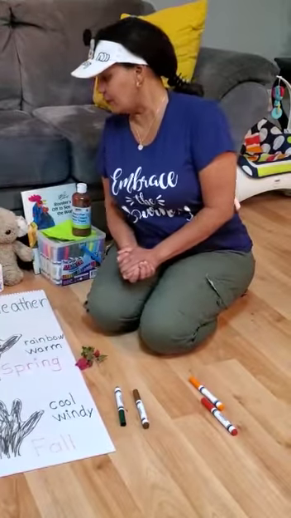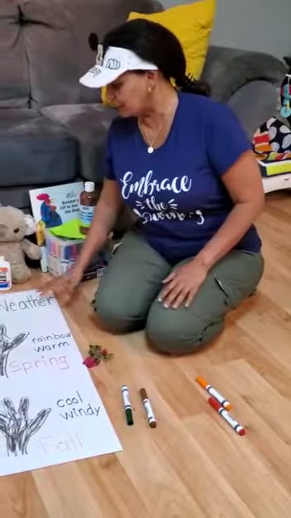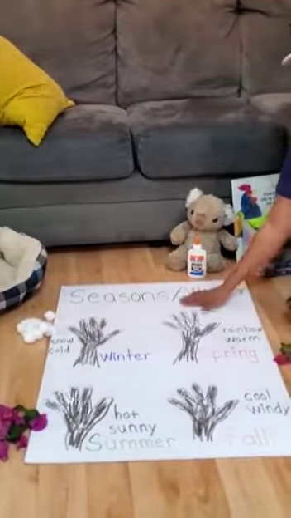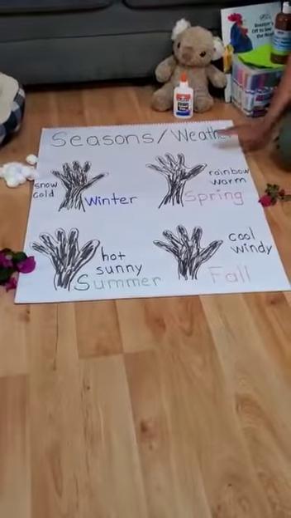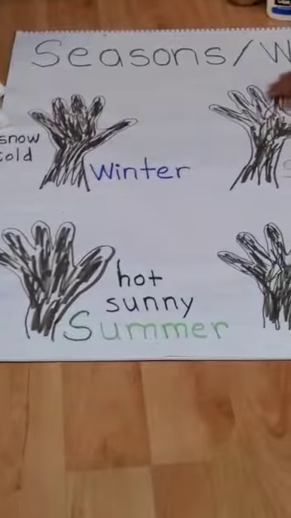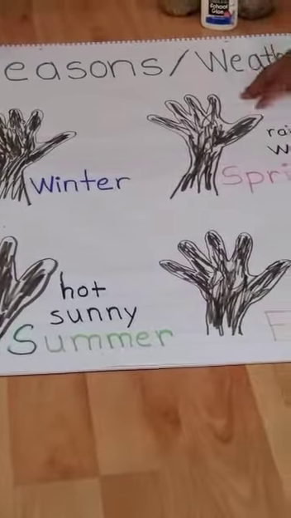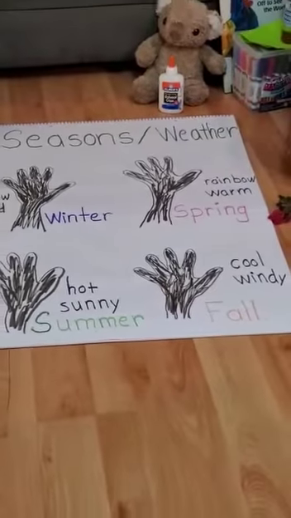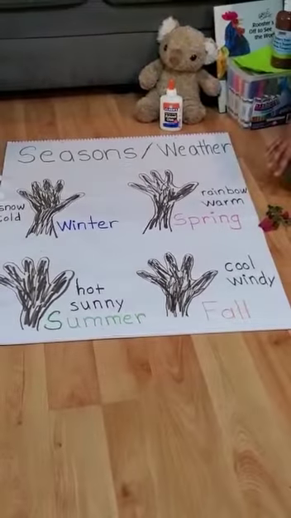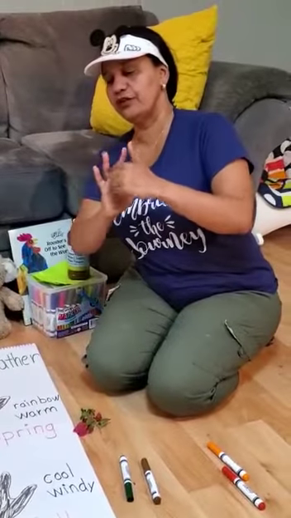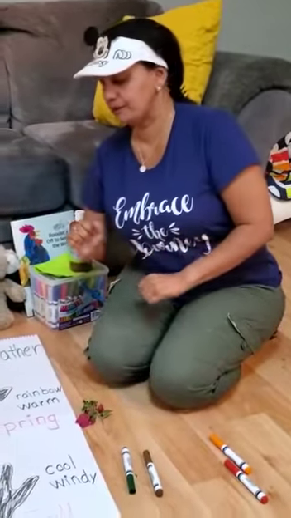Today I am going to show you something special. This week you guys are learning about the seasons, and last week you learned about weather. So what I did was that I created 4 trees, and they each represent a season. And how I did that, which you can do at home, is that you can trace your hand. Okay, you can trace your fingers to make a tree.